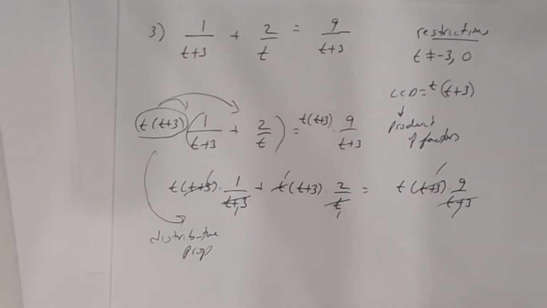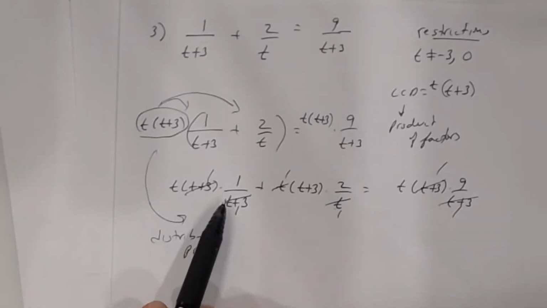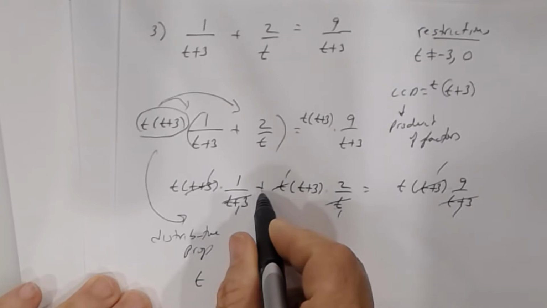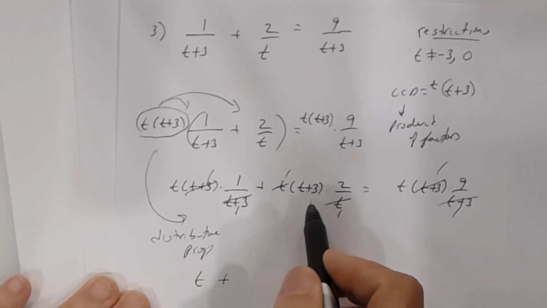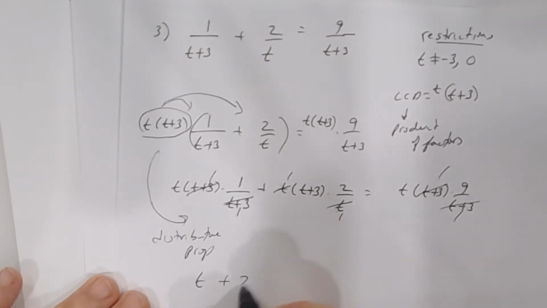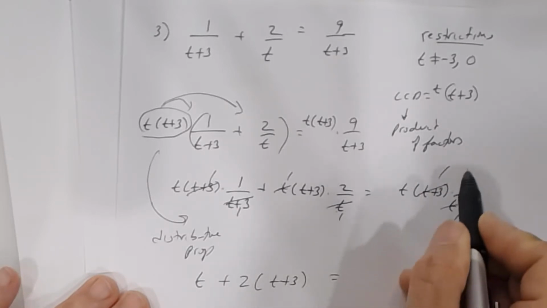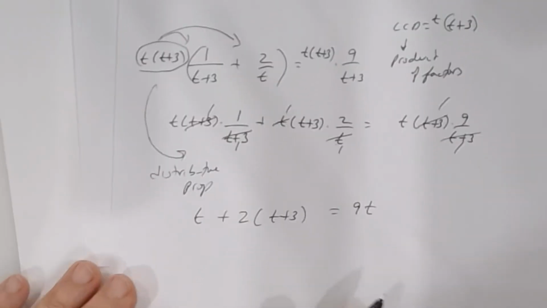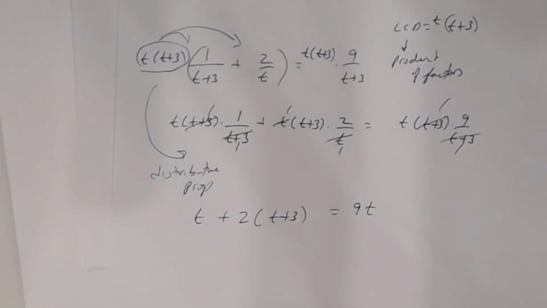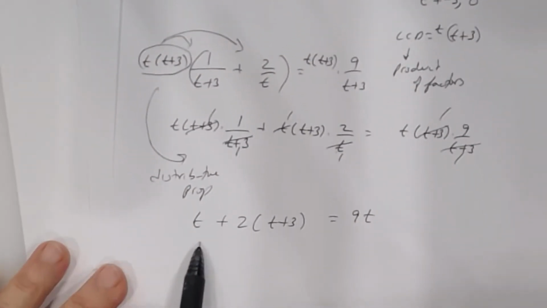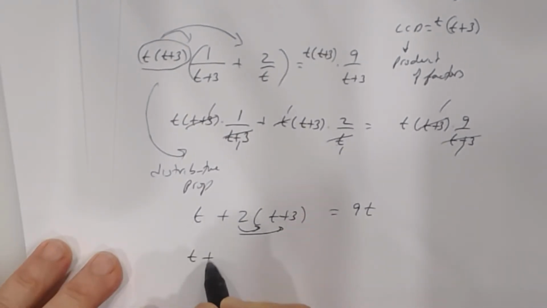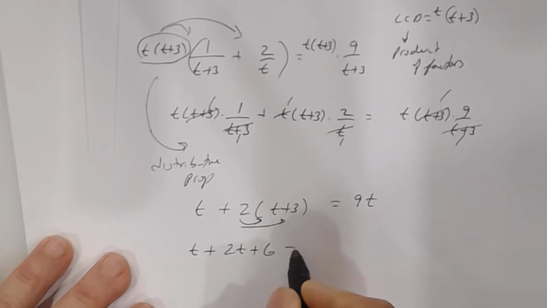Now let's look at what we have now. t times 1 times 1 is what? T. Plus 1 times t plus 3 in parentheses times 2 is 2 times t plus 3, just like this. Equal t times 1 times 9 is what? 9t. So that's where I'm at. Do one thing at a time. Don't do too much. You're going to mess up if you do too much. So notice I went from a rational equation to what kind of equation? Linear. I got to distribute again here. So I get t plus what? 2t plus 6 equal 9t.